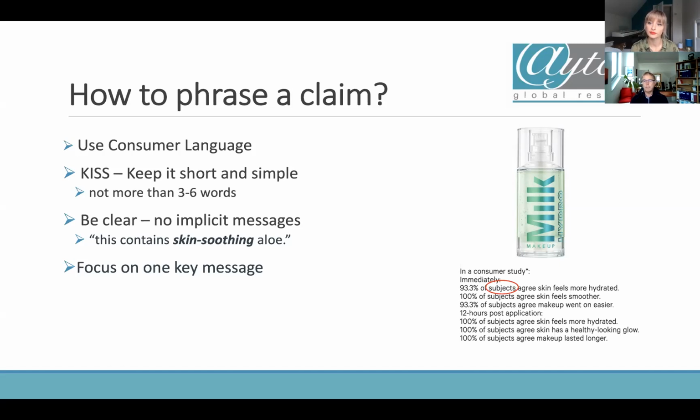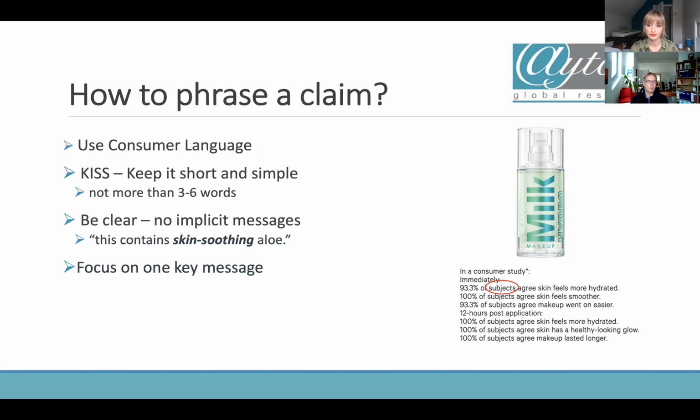I put this example on the right side, which was a claim where let's say X% of subjects agree skin feels more hydrated, etc. It's not subjects, it's people. So I think nobody really wants to be talked about as subjects. So if you publish this, maybe better to say "of people who've tested it" or something like this, to make sure it's really consumer language, because it might be off-putting, or people don't understand it if you get too technical.